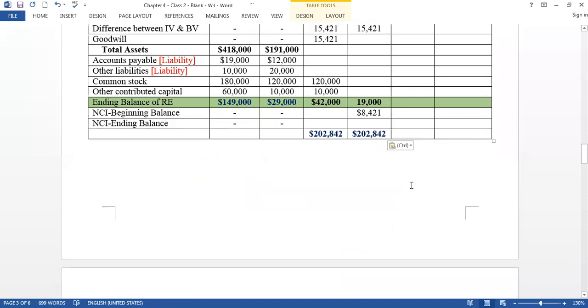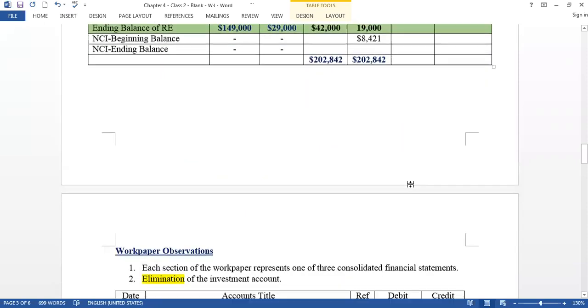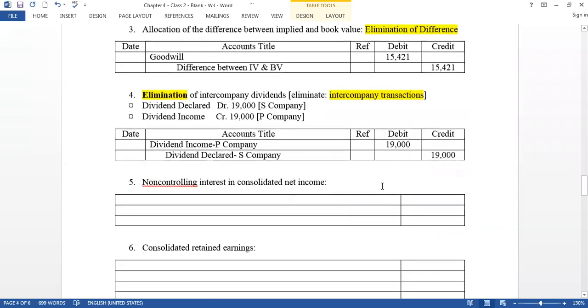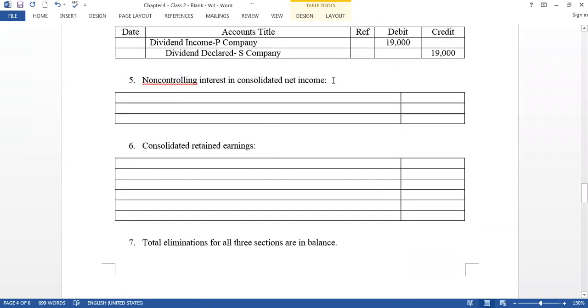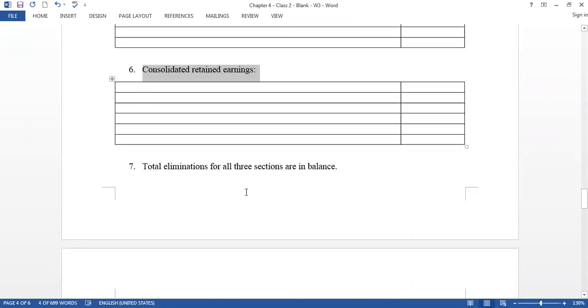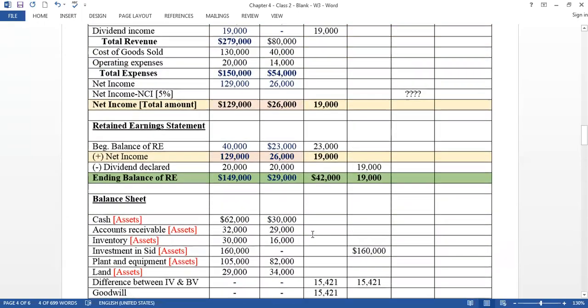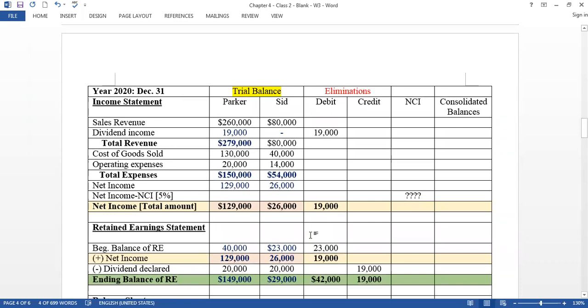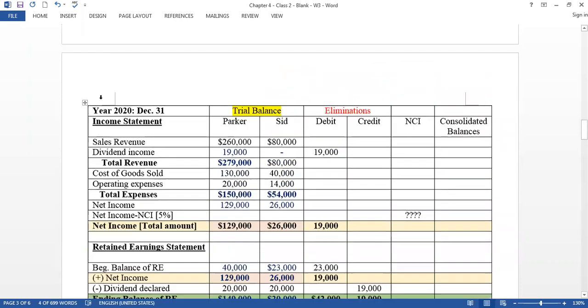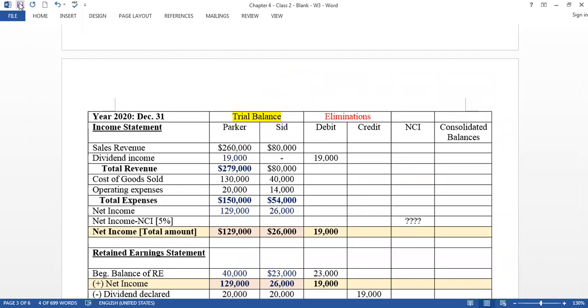As we don't have time today, so I will do it in the next class. So we have to do NCI, and consolidated retained earnings, some other things later on. So you need a little bit practice. This is easy. But if you do not have practice, you may have chance to do mistake. So I will continue this in the next class.